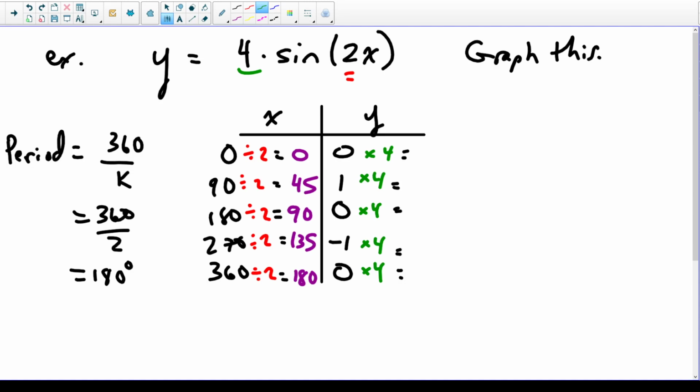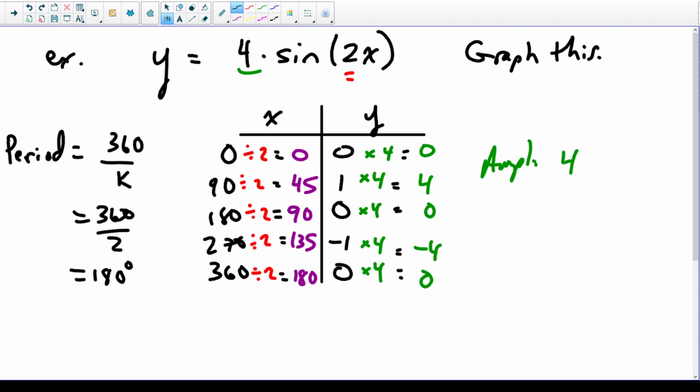For our y values, we're going 0, 4, 0, -4, 0. What is my amplitude? My amplitude is 4 because I did not shift up or down, and from 0 to 4, the height is 4. That is my amplitude. There is 0 phase shift.